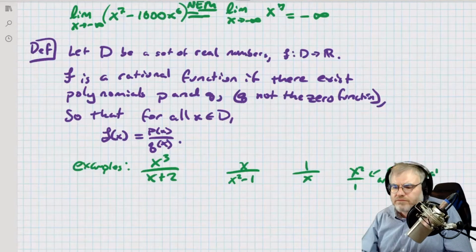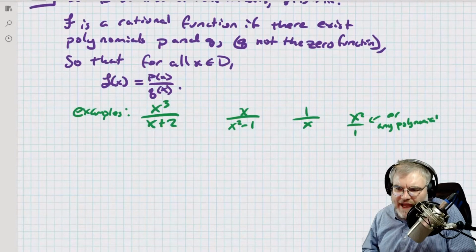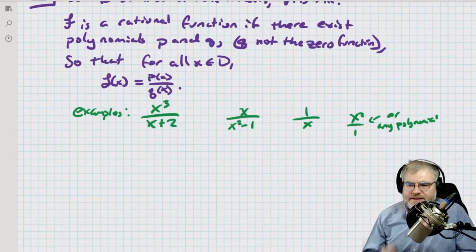These are all rational functions. How do we feel about that? I just take one polynomial and I set it over another.